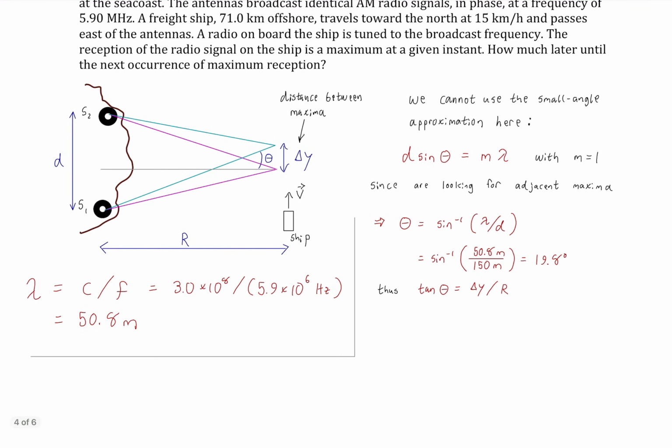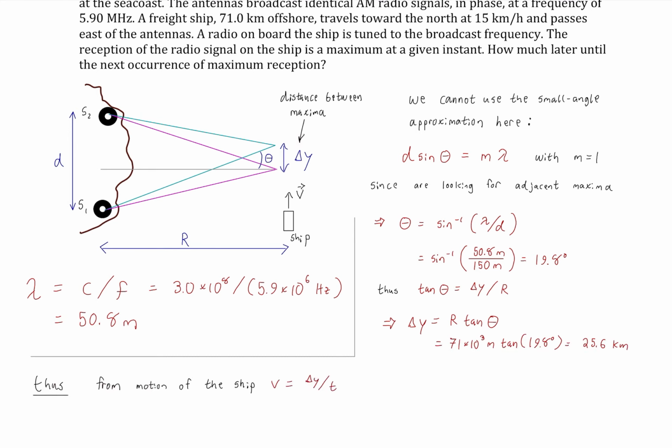Then we solve for delta y by taking the angle and plugging in the tangent of theta. The whole reason we have to do that is that here tangent theta does not approximately equal sine theta, so we have to treat them as separate trig functions. Then we solve for delta y, and there's our value, 25.6 kilometers.